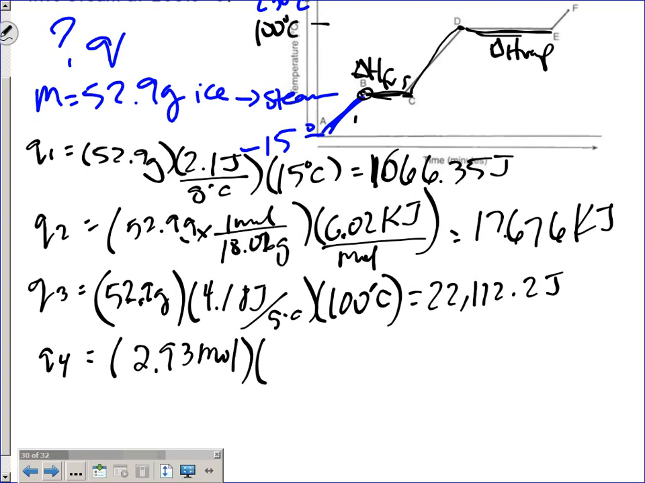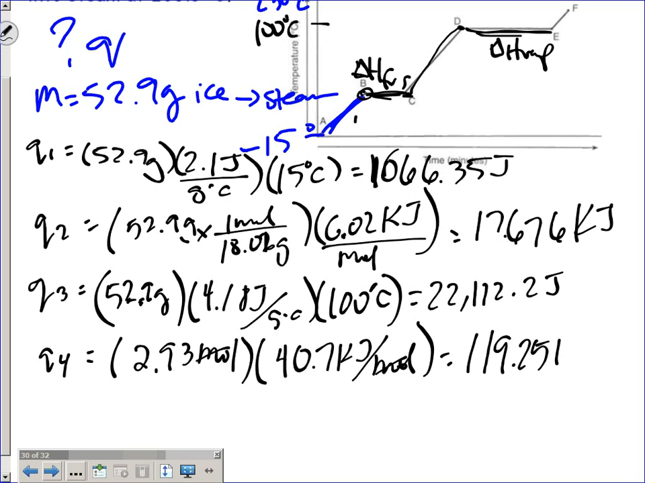And then what's my delta H for vaporization? 40.7 kilojoules per mole. Okay, so moles cancel. Got kilojoules. Anybody? Thank you, human calculators. I need you. 119.25 kilojoules. Okay. And then lastly, we're heating this baby, the 52 grams, up to 230.